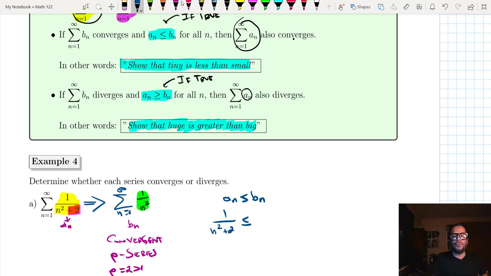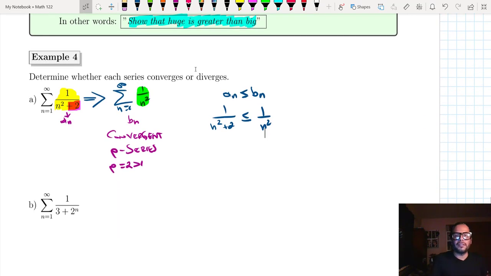Is it true that this is less than 1 over n squared? Okay, here is where I'm going to show you that tiny is less than small, because look at the denominator of the left-hand side of the inequality. It's n squared plus 2. That plus 2 will make the denominator larger, and ultimately that quantity is going to become smaller. In fact, it's going to be tiny in comparison with this n squared in the denominator.